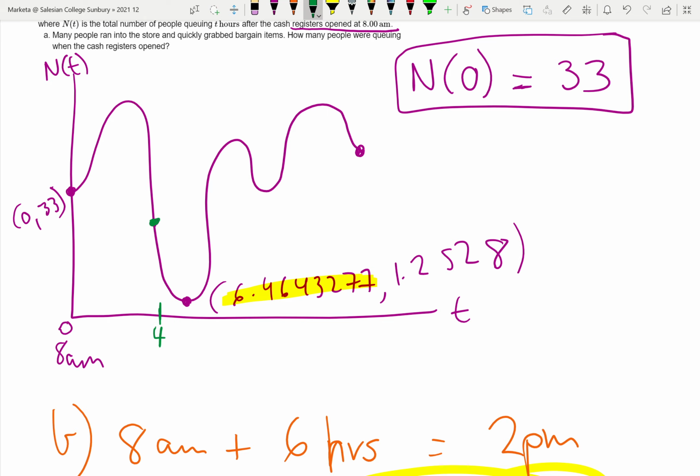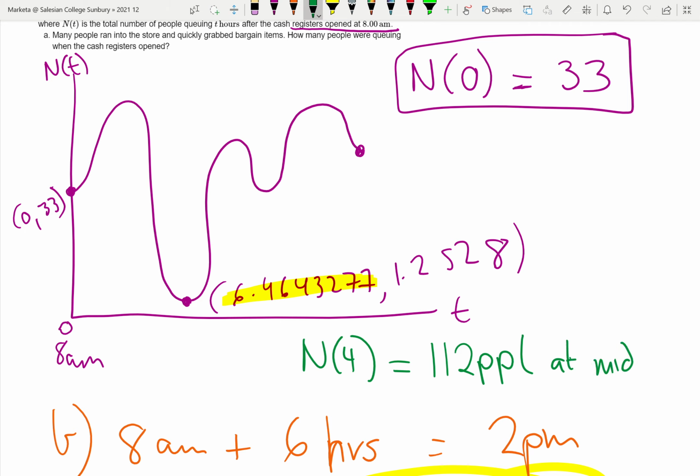So actually it looks like I've done that too far down, if that's 33. So it'll be somewhere on there. So if you put x equals 4, so n of 4, you can do that in main, or you can do it in analysis G-solve there, and we get 111.95, so it's 112 people at midday. That's part C.